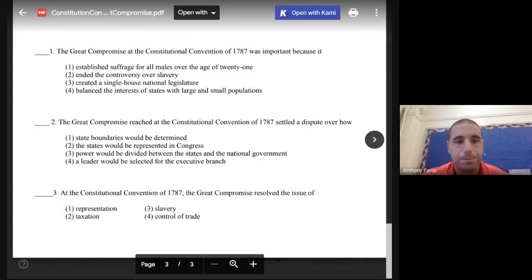Just an annoyance. Number 2, the Great Compromise reached at the Constitutional Convention settled a dispute over how to what? 2, 2, 2. You guys sound like ballerinas. 2 is good. All right. The states would be represented in Congress. That is good. And then the last one, number 3, if you got number 2, it's pretty easy. Number 3 is what? Okay, 1. Oh, I got a sir. I like that. 1, sir. That sounds good to me. Okay, so you guys seem like you're in pretty good shape with this.